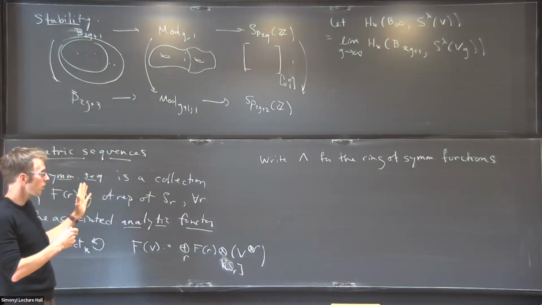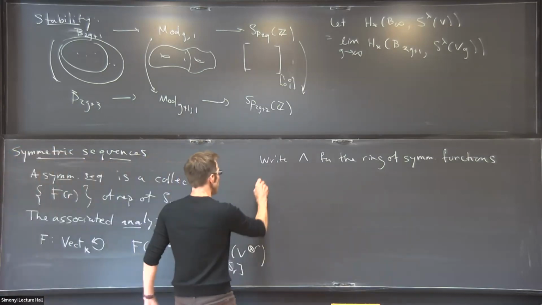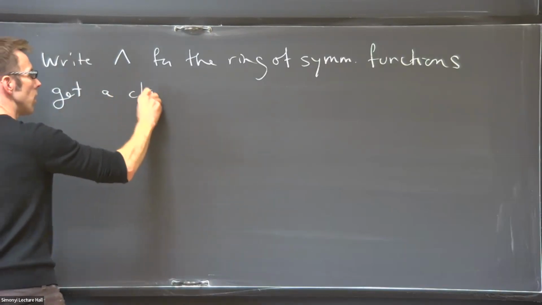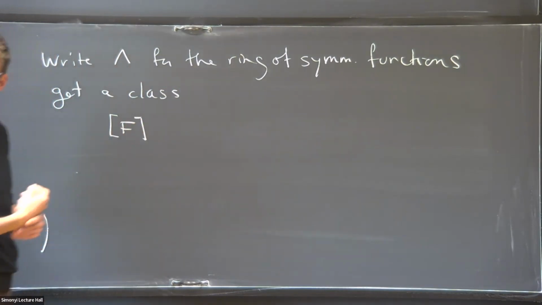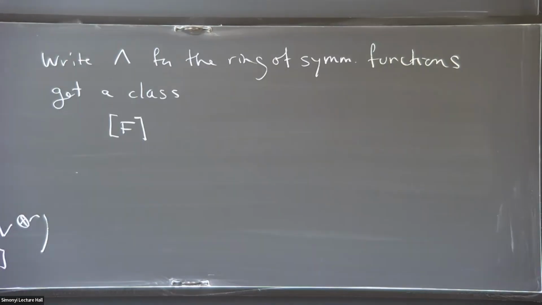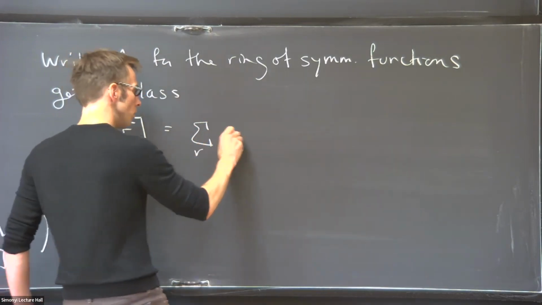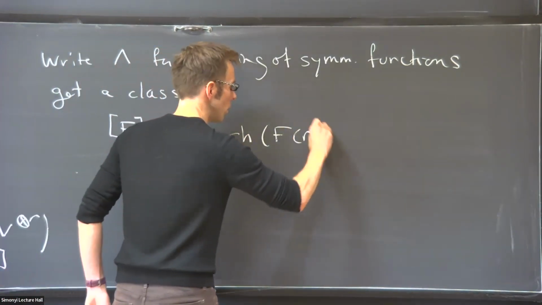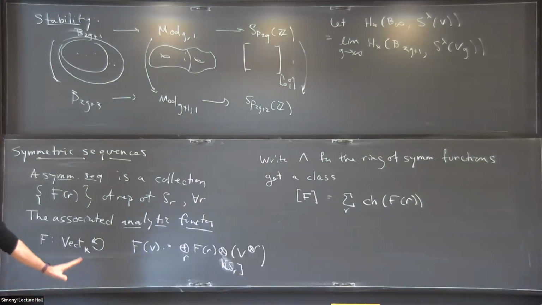Let's take the ring of symmetric functions regarded as the sum of all the representation rings of all of the symmetric groups. And I get a class, which maybe I'll write as square bracket, a symmetric function in infinitely many variables. So this is going to be the sum over all R of the Frobenius characteristics of the terms in the symmetric sequence. Take their image, regard them as representations, and take their image in the ring of symmetric functions, and add them all up.